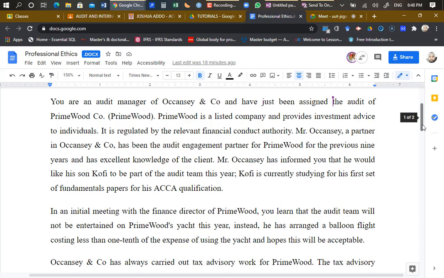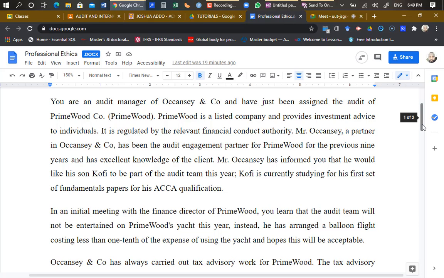So here in Ghana, it is regulated by the SEC, Securities and Exchange Commission, and maybe also regulated by the Bank of Ghana because it's an investment and it falls under the domain, the jurisdiction of Bank of Ghana. Mr. Okansi, a partner in Okansi & Co., has been the audit management partner for Primewood for the previous 9 years and has excellent knowledge of the client.